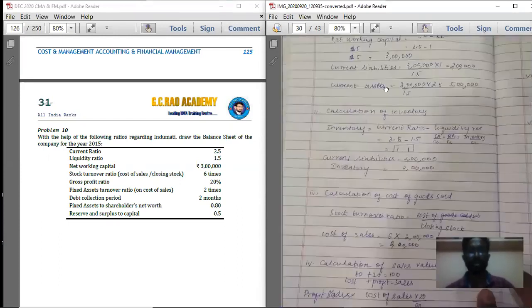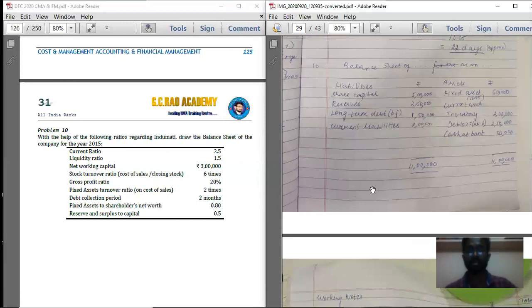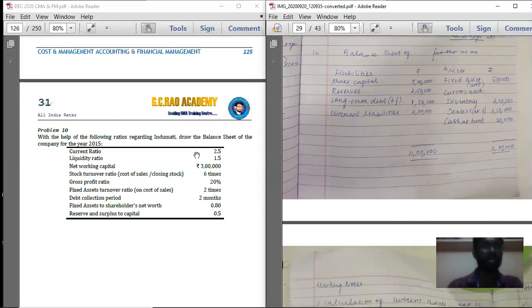So point number 10, see problem number 10. Okay, we'll finish it. Problem number 10: with the help of the following ratios regarding Indumati, draw the balance sheet of the company for the year 2015. It is a repeated sum, you can easily do it.